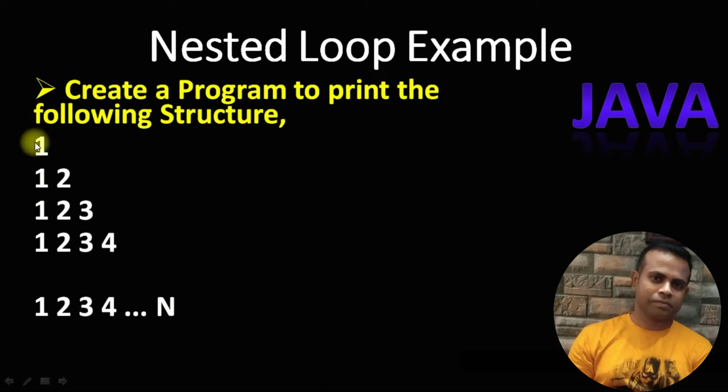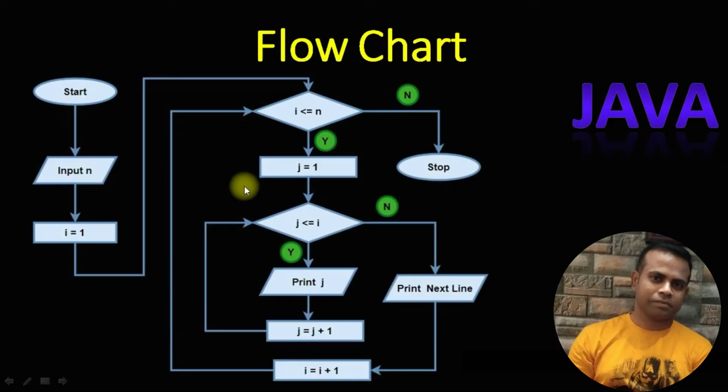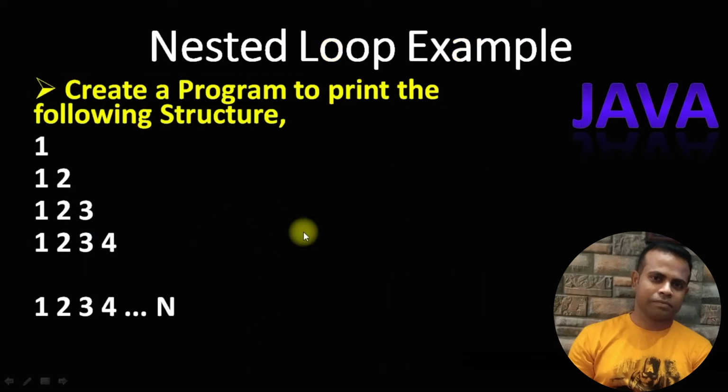You can check here, the first line will print 1, the second line will print 1 and 2, means 2 numbers, then the third line 3 numbers, and all are in sequence. So our main loop is basically how many lines, and our nested or inner loop is basically how many numbers we have to print in a line. Now if you check this in the flow, this is our main for loop, where the condition is i less than or equal to n, and under it we have created another for loop where we have j less than or equal to i. So under a for loop we have created another for loop to solve this type of problem.